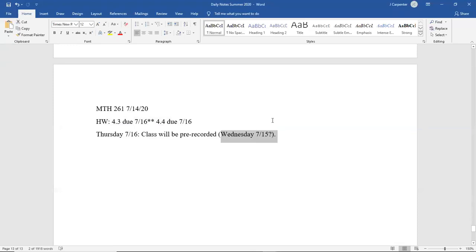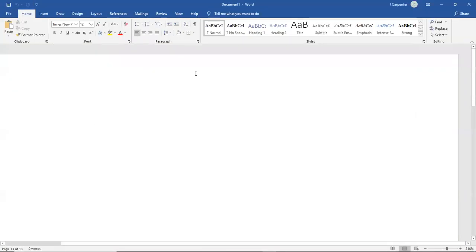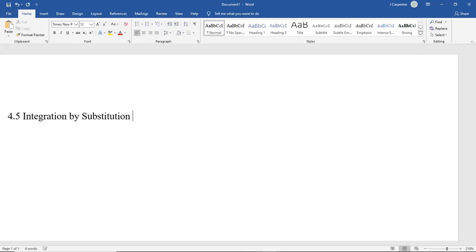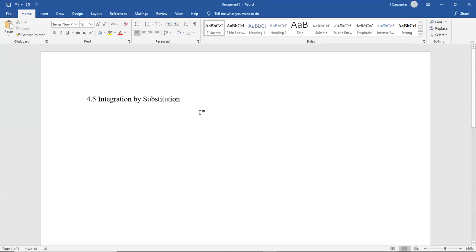And for today, we're going to be getting into 4.5, which is the substitution technique. Four point five, integration by substitution.